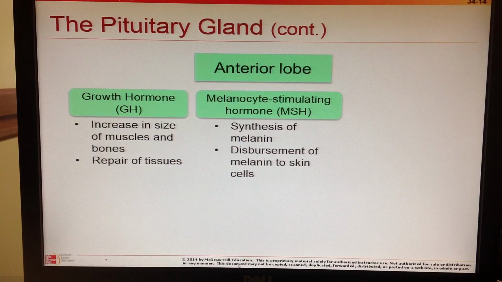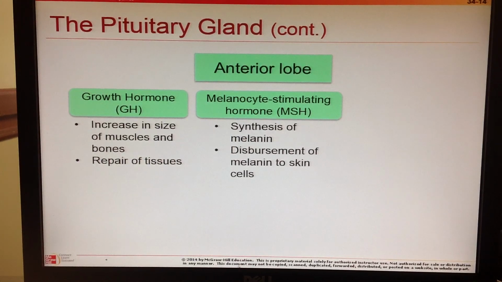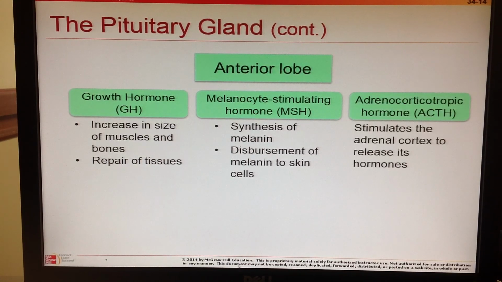Melanocyte-stimulating hormone is another hormone that's produced in the anterior lobe, and that actually has to do with the amount of melanin that you secrete. So people who are, for example, albinos, don't really have melanocytes that function very well. Therefore, they're pale.